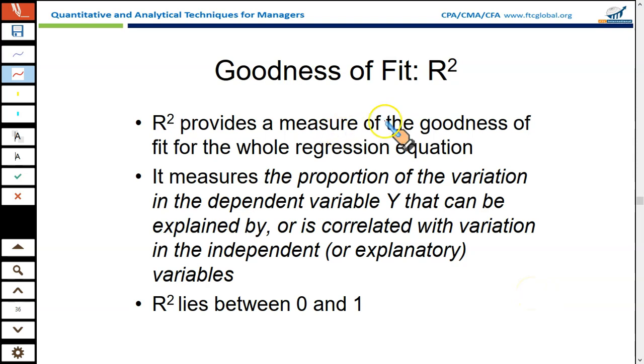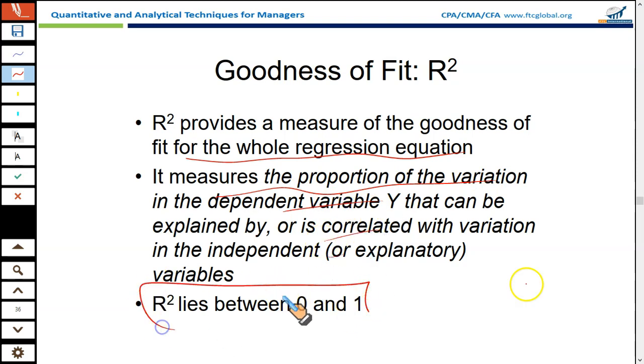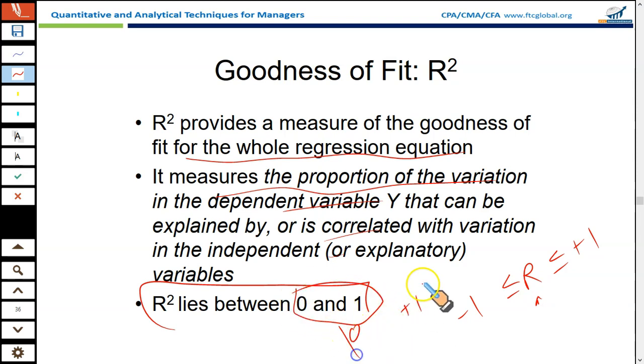So R squared provides a measure of goodness of fit for the whole regression equation. We have already discussed this. This is important. R is range bound between -1 and +1. But R square, since it's the square of whatever you get here, can never be outside this domain. Either it's 0 or it's +1, and its value falls somewhere between these.